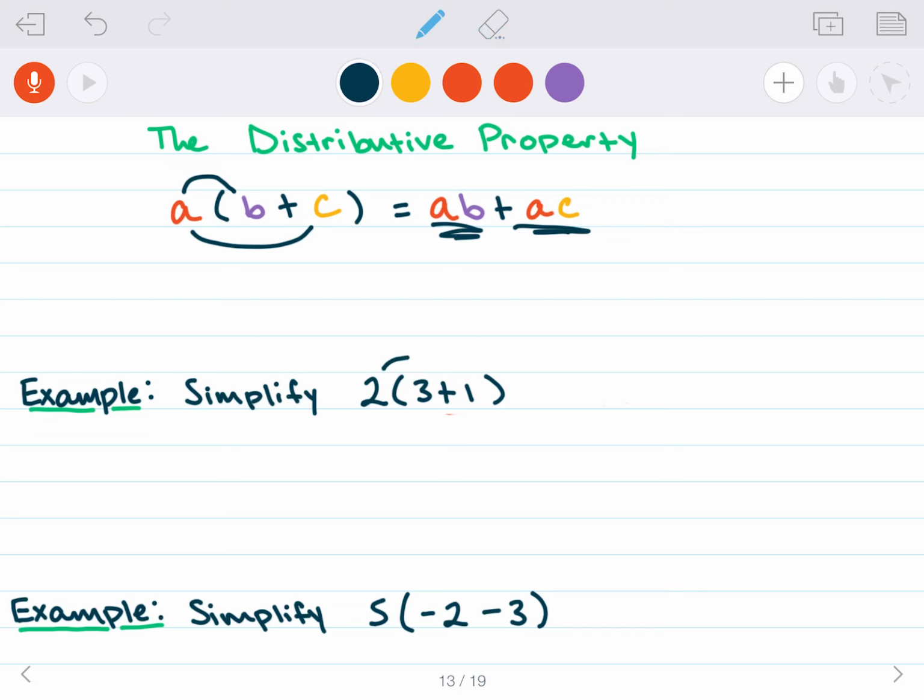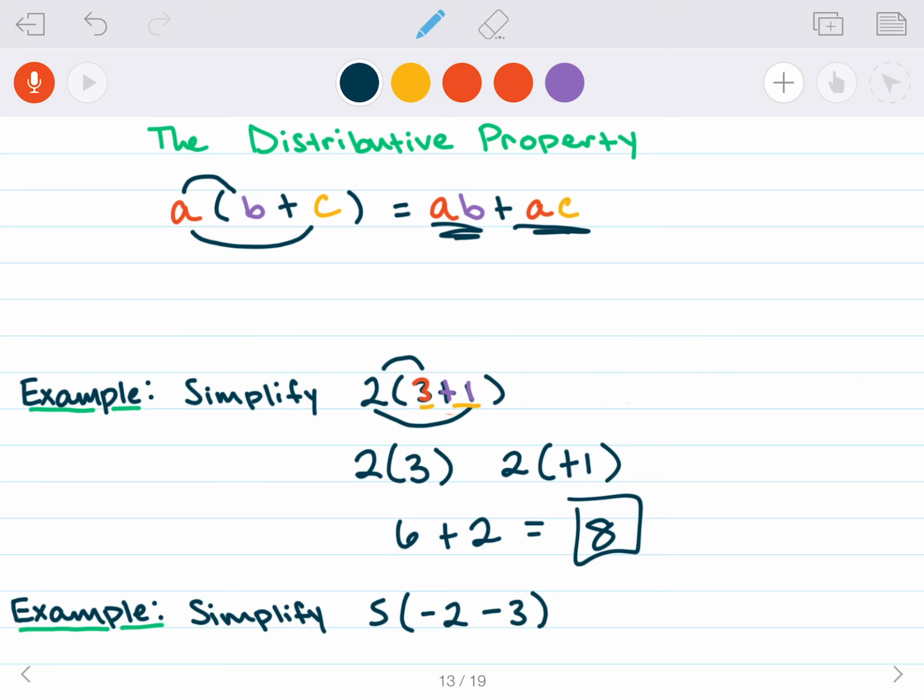And the distributive property says we're going to do 2 times 3 and 2 times positive 1. So 2 times a positive 3, and 2 times a positive 1. We just multiply it out through the two numbers in here. So 2 times positive 3 is going to give us 6. 2 times positive 1 is going to give us a positive 2. And 6 and 2 make 8. So that's our answer. Okay, let's do another example.